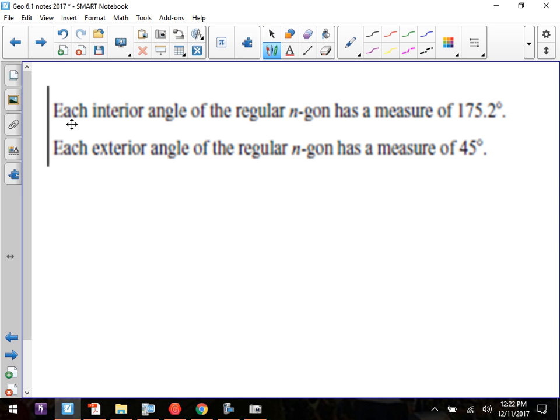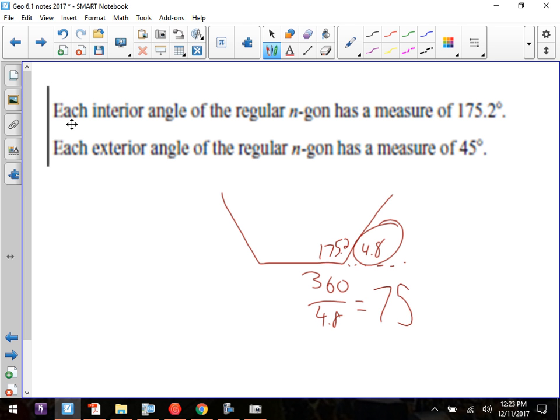The easiest thing to do with these is, no matter what, you agree that somewhere along the lines you're going to have three sides, right? If the inside is 175.2, what does that leave you for the outside? 4.8, right. Now, if each outside angle is 4.8, 360 divided by your outside angle tells you how many sides there are. What do you get? 75. So it is a 75-gon. So there's 75 sides there.